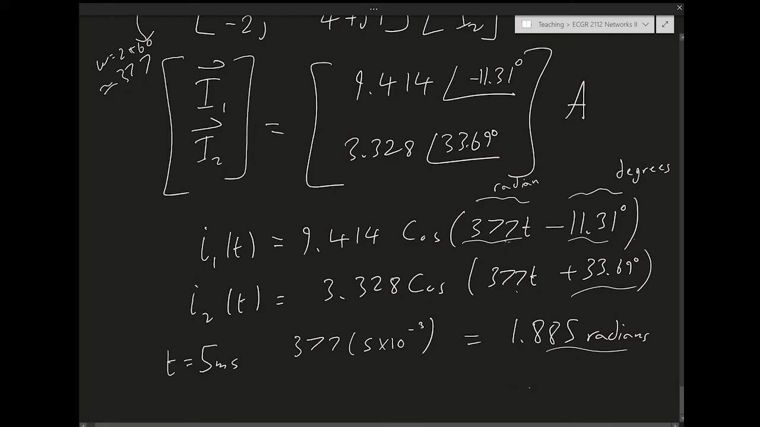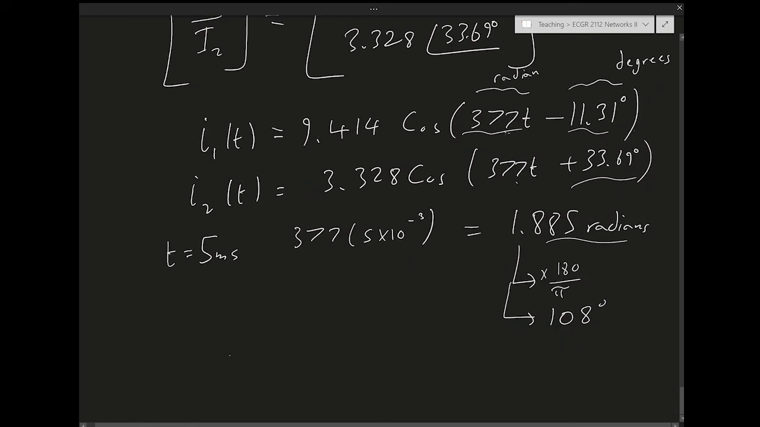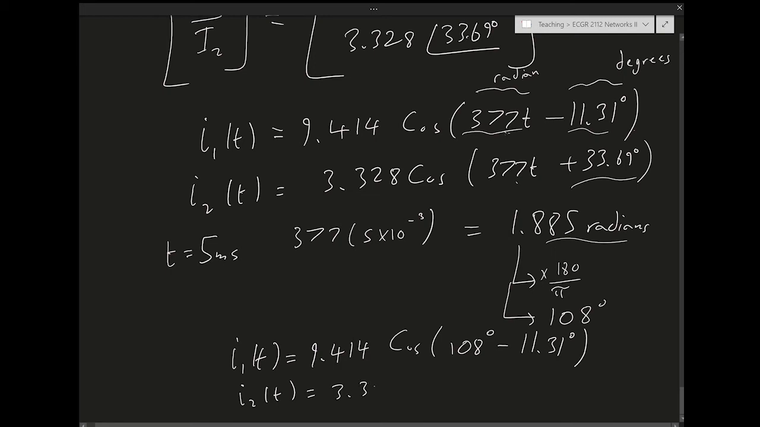So let me do this. How do I convert this? I multiply it by 180 and divide by pi. When I do this, I get 108 degrees. Plug that back in, I end up with I1 of t equals 9.414 cosine 108 degrees minus 11.31 degrees, and I2 of t equals 3.328 cosine 108 degrees plus 33.69 degrees.